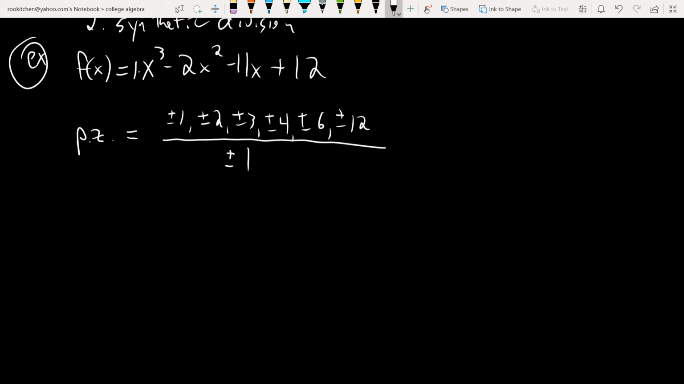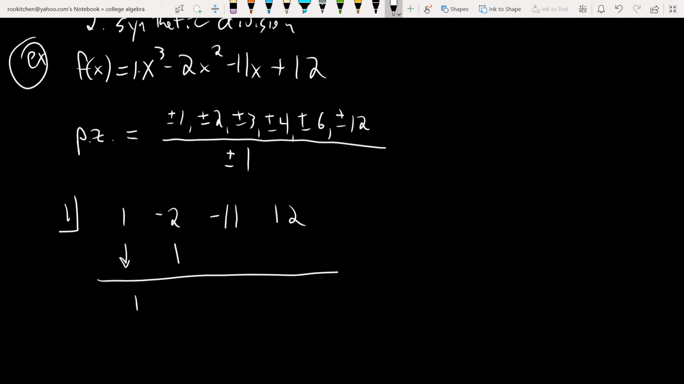Okay, so we use synthetic division. So I'm going to try 1, and the polynomial's coefficients: 1, negative 2, negative 11, and then 12. And I'm doing synthetic division. So bring down the 1. And then 1 times 1 goes here. Negative 2 plus 1 is negative 1. 1 times negative 1 is negative 1. Negative 11 plus negative 1 is negative 12. And then 1 times negative 12 is negative 12. And then 12 minus 12 is 0. Okay, so 0 remainder, that means this thing was a 0.